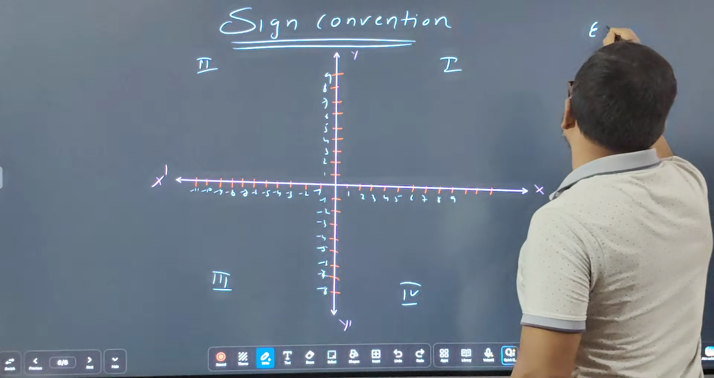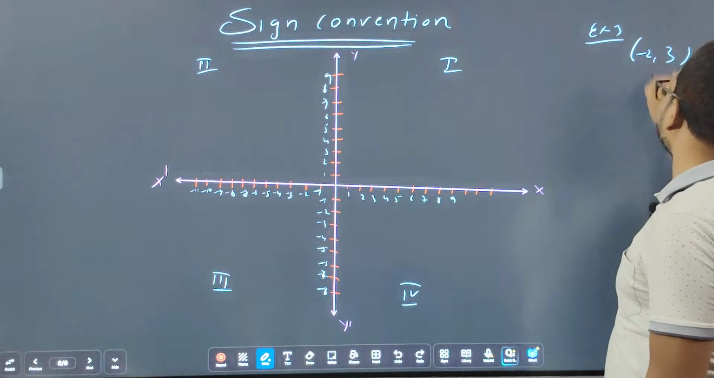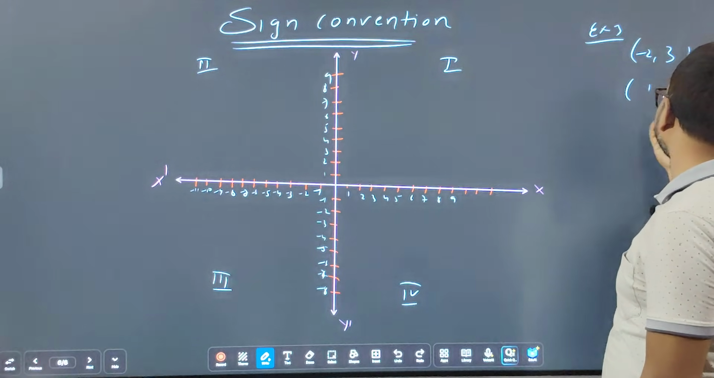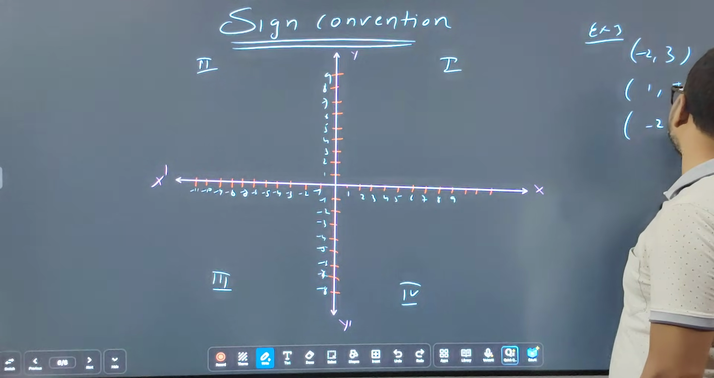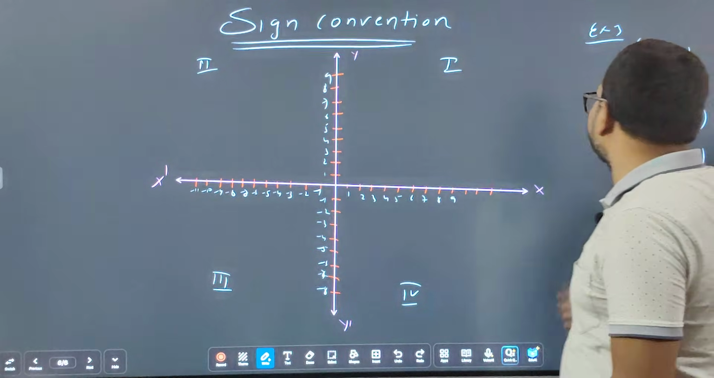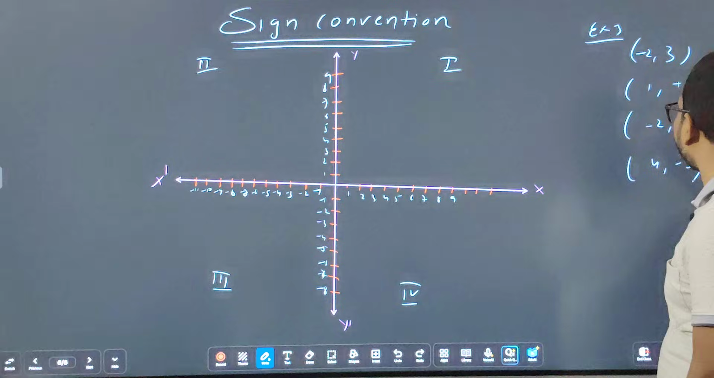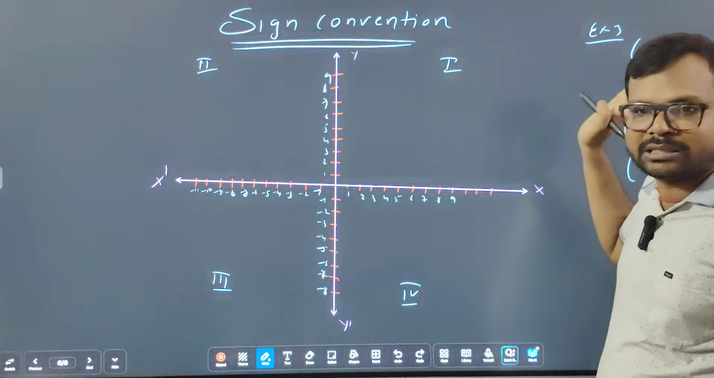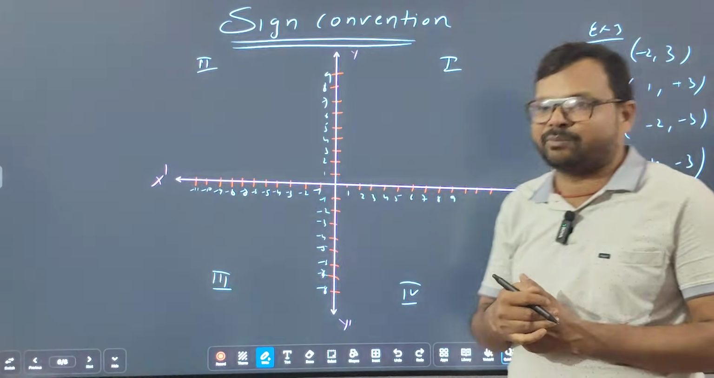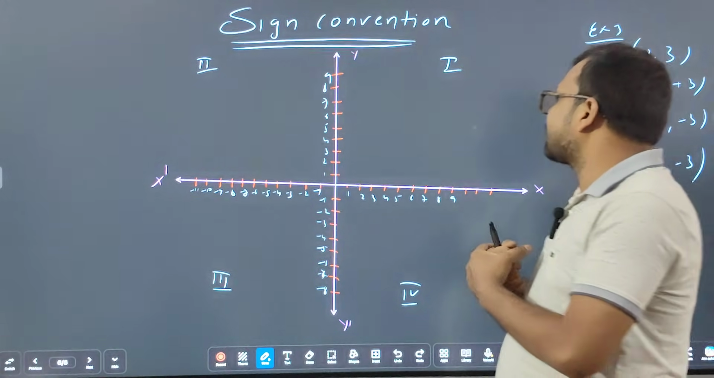For example, if I ask you in which quadrant minus 2, 3 lies, or 1, 3, or minus 2, minus 3, or 4, minus 3, you will be able to find the quadrants in which these points lie. So you have to know the sign convention in a very convenient way.